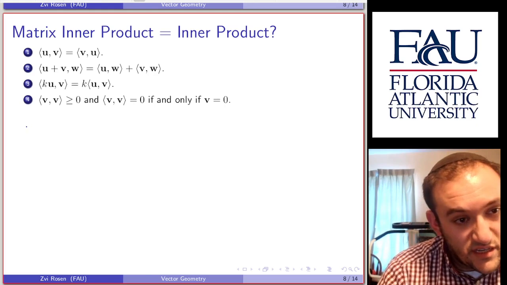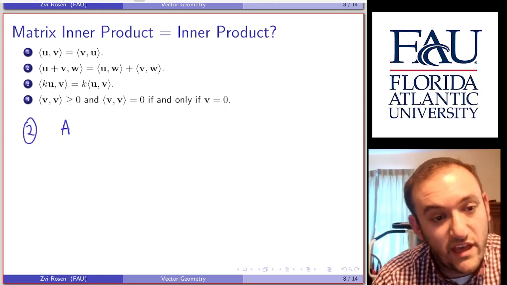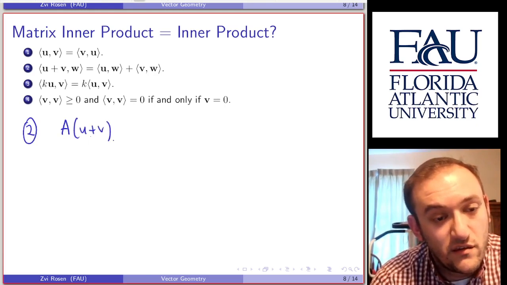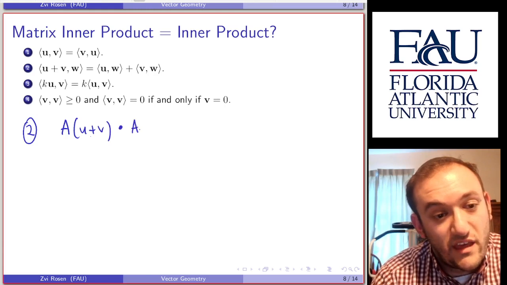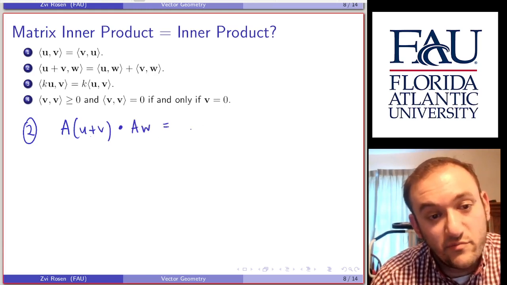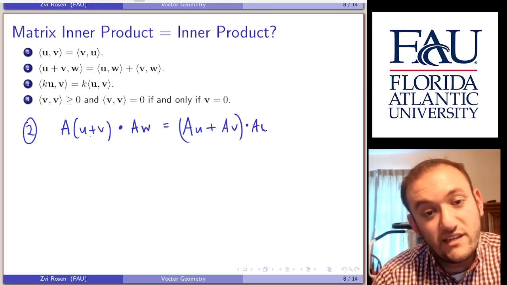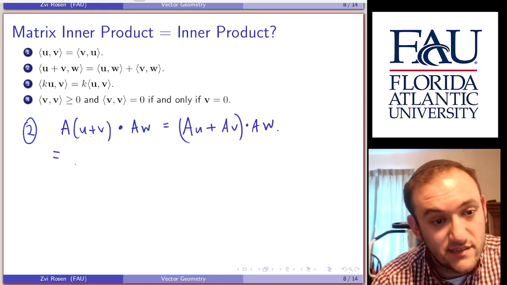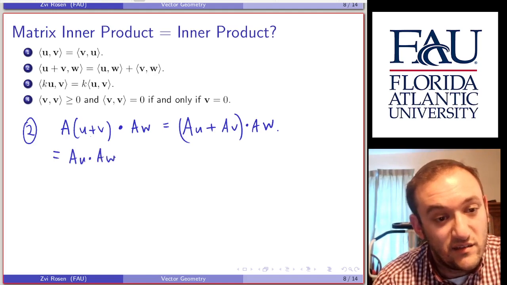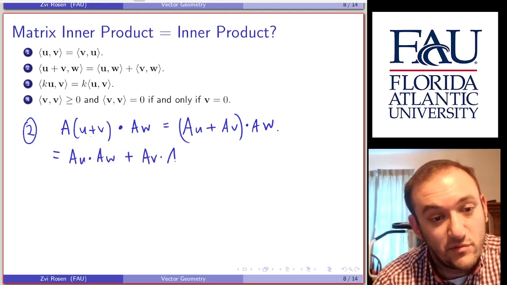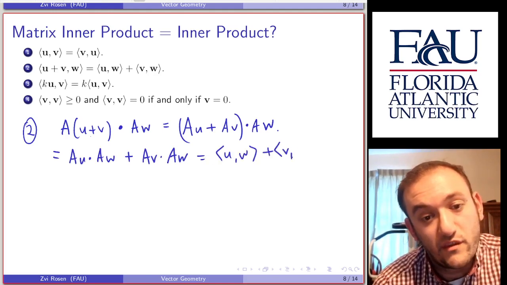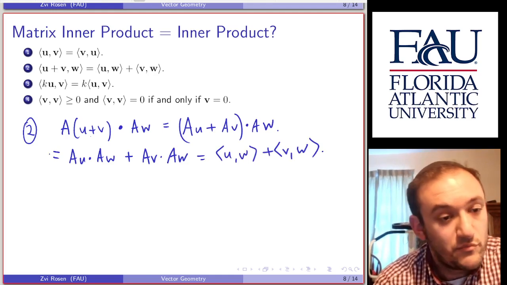Okay, property 2 is a bit easier. So if we have A applied to U plus V, dot product with AW, this is given by AU plus AV, dot product AW. We know the dot product is linear. We proved that earlier. So this is the same thing as AU dot AW plus AV dot AW. But that's equal to inner product UW plus inner product VW. Okay. Pretty nice.